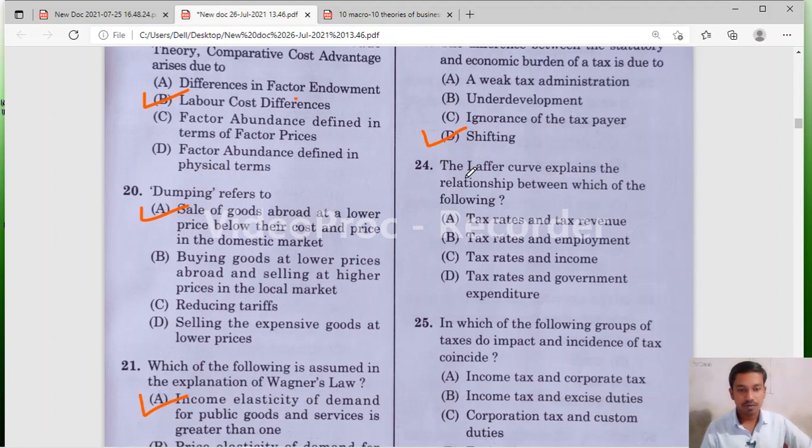Question number 24. The Laffer curve explains the relationship between which of the following? Option A tax rate and tax revenue, option B tax rates and employment, option C tax rates and income, option D tax rates and government expenditure. I hope you know about the Laffer curve. The Laffer curve explains the relationship between tax rates and tax revenue.